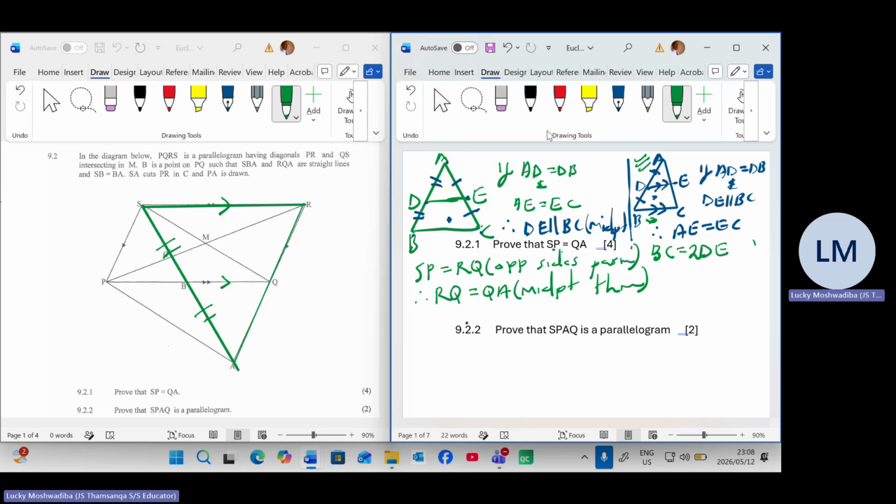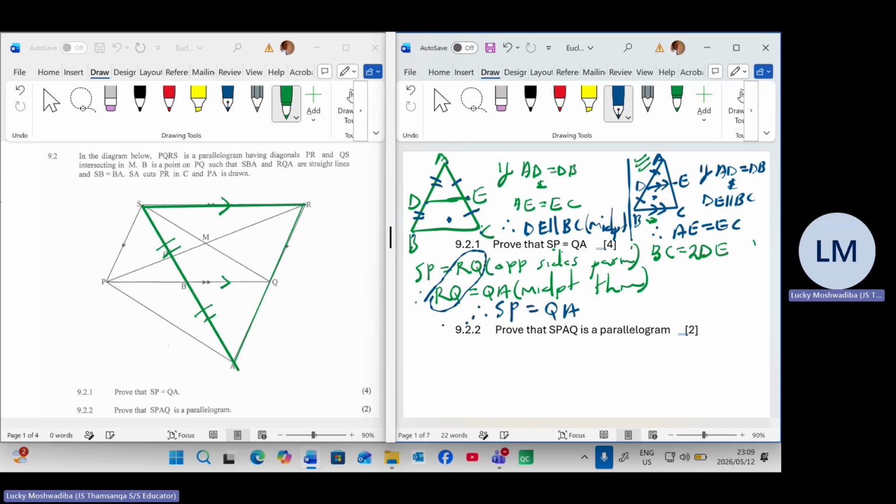You found out this information using your midpoint theorem. Now, how do we draw our conclusion? We want to conclude that SP is equal to QA. Notice that RQ is equal to both SP and QA. Since RQ is equal to SP and RQ is equal to QA, this means that SP must equal QA, guys. This is a basic geometry concept: if A is equal to B and B is equal to C, this implies that A must equal C, right?